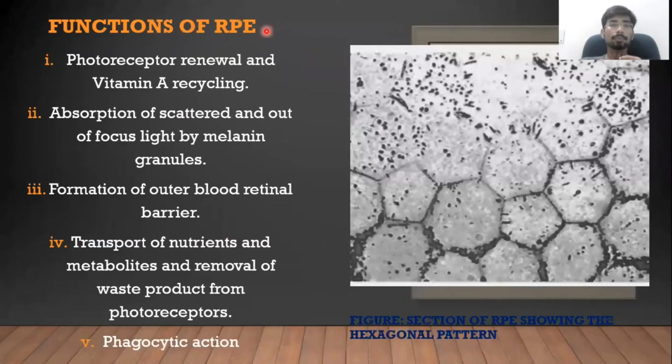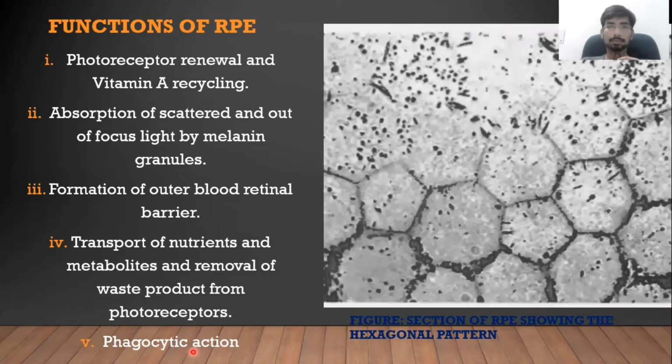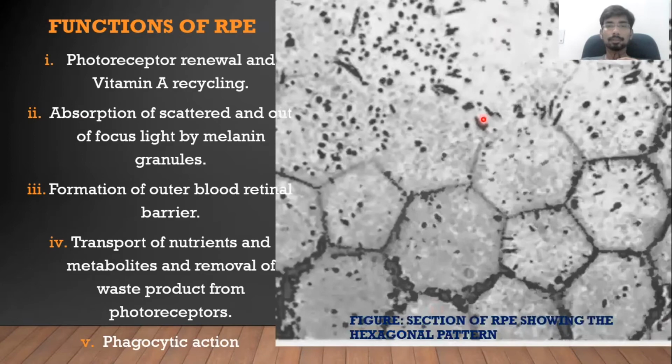Functions of RPE: photoreceptor renewal and vitamin A recycling, absorption of scattered and out of focus light by melanin granules, formation of the outer blood retinal barrier, transport of nutrients and metabolites and removal of waste products from the photoreceptors, and phagocytic action. So these are RPE cells containing melanin pigments.